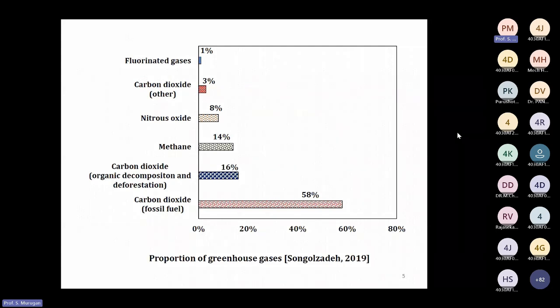So if you see this picture clearly, it informs us that fossil fuel combustion is a major source of carbon dioxide emission, whether it is used in an internal combustion engine or external combustion engine. In an internal combustion engine, it may originate from a petrol or SI engine, or a CI engine or diesel engine.